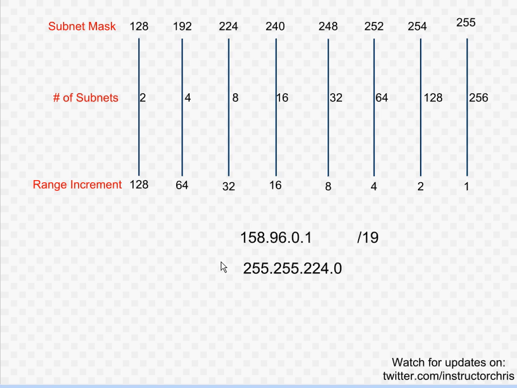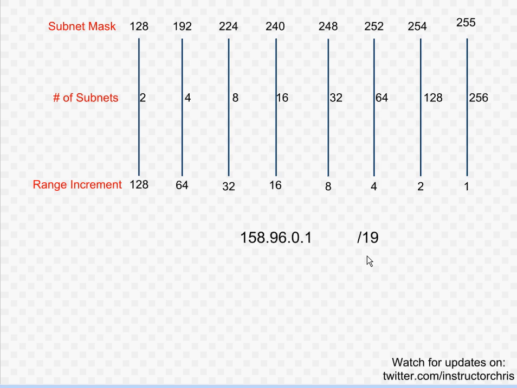So first off, this is the address we're dealing with, 158.96.0.1 with the /19 CIDR, however you like to say it, and a subnet mask of 255.255.224.0. So first thing I'm going to do is show you how to work this address out. So let's get rid of that. And let's say all we have is the CIDR.